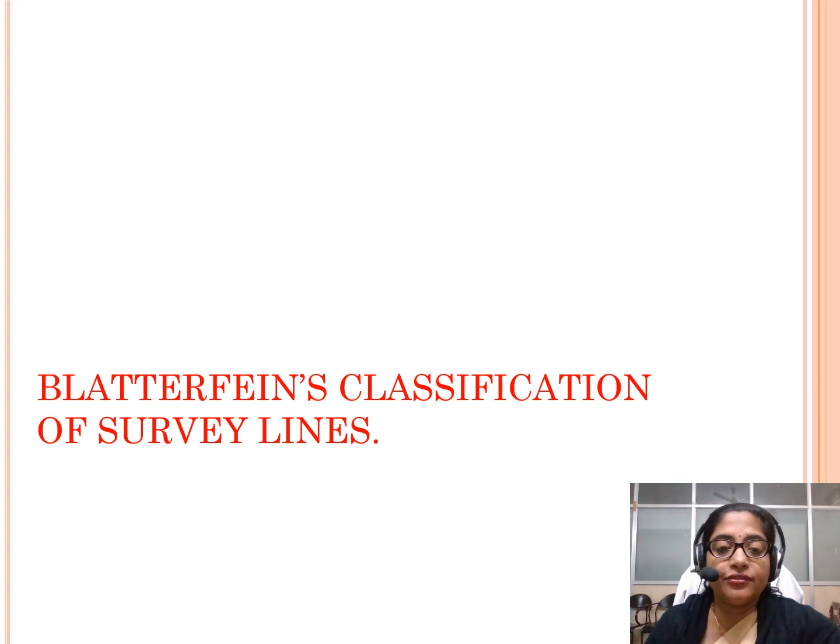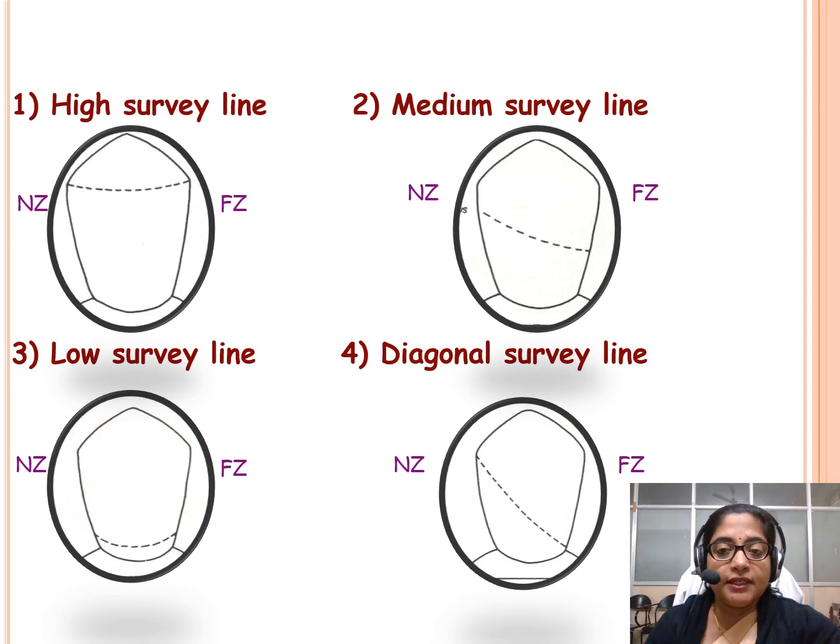Now, this concept, Blatterfein has classified the survey lines depending on this near and far zone. Let us see how it is. First is the high survey line. You can see that the survey line is above, in the occlusal one-third of the tooth surface. Then comes the medium survey line, which is near the middle one-third of the tooth. Low survey line is in the cervical one-third of the tooth, and the diagonal survey line is on the near zone side. It is on the occlusal one-third and it tapers to the cervical one-third area. So these are the classifications given by Blatterfein.